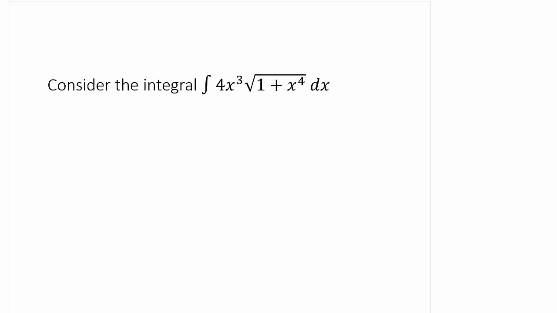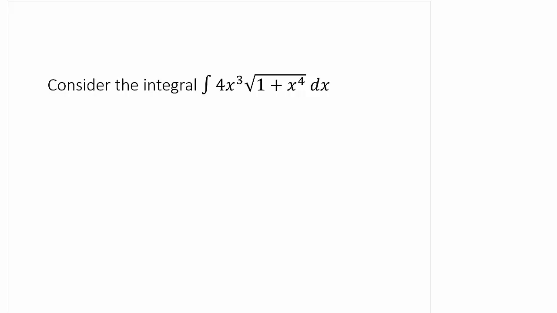So now let's consider this integral. We are asked to integrate 4x cubed times the square root of 1 plus x to the fourth dx. This is not one of our basic integrals. And there's no simple antiderivative. It's not one of our basic forms, and it's not a multiple of one of our basic forms. So the techniques that we've learned to this point in maybe Calculus 1 just don't work here.